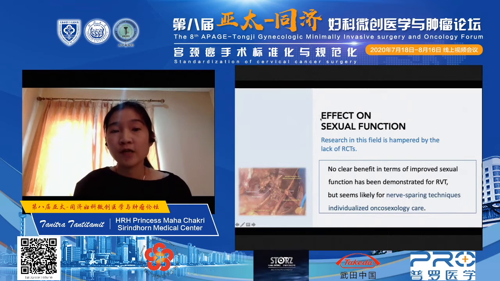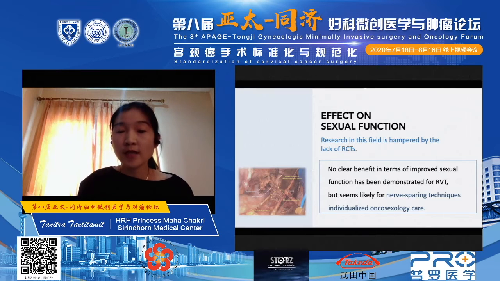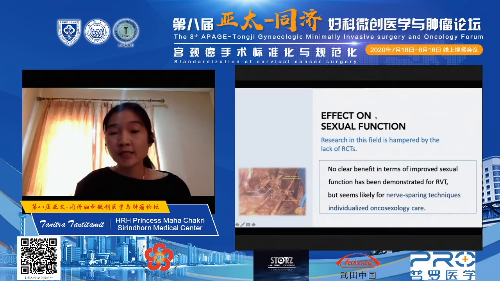Conclusion about the effect on sexual function. Research in this field is hampered by the lack of RCTs, and most studies have a small sample size. To conclude from previous studies, there was no clear benefit in terms of improved sexual function in patients undergoing radical vaginal hysterectomy, but it seems likely for the nerve-sparing technique. For the individual's life, oncosexuality care is essential, even though there is no study on this issue yet.